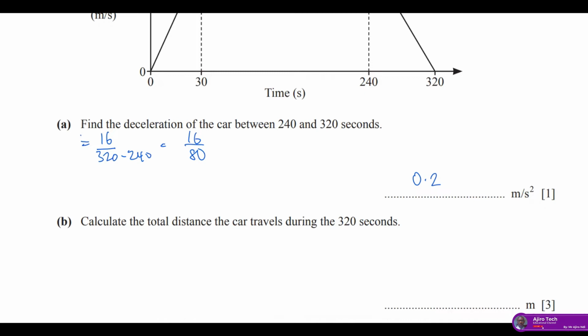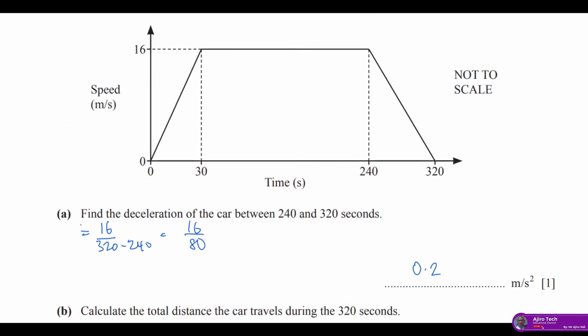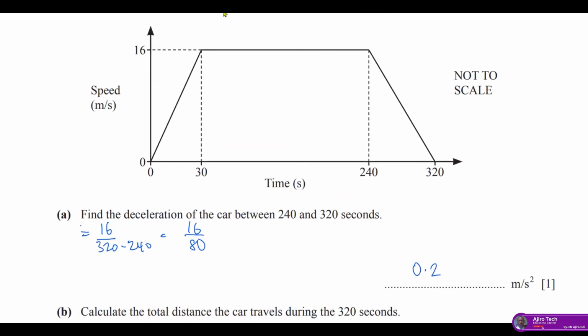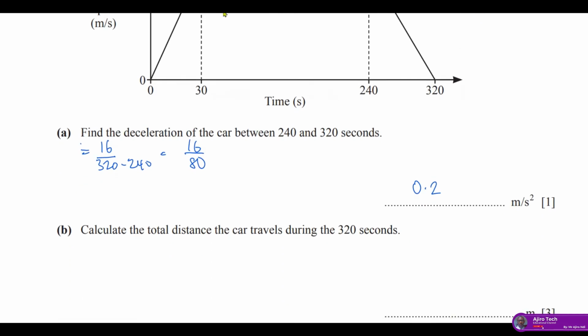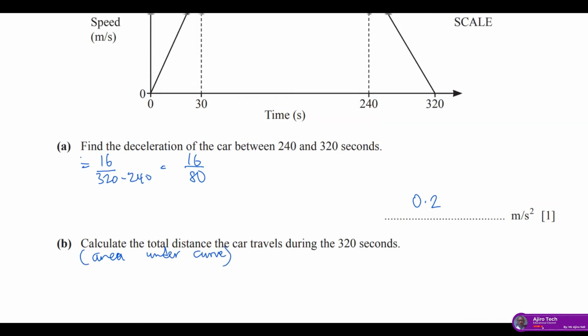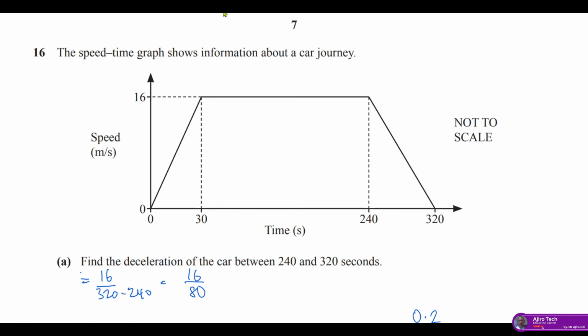Calculate the total distance the car traveled during the time. Total distance is now the area, that means area under the curve. Okay, that's the meaning of distance. So we need to ask from here to here: 240 minus 30 is 210. So this distance is 210. And everything is 240, here to here is 240.